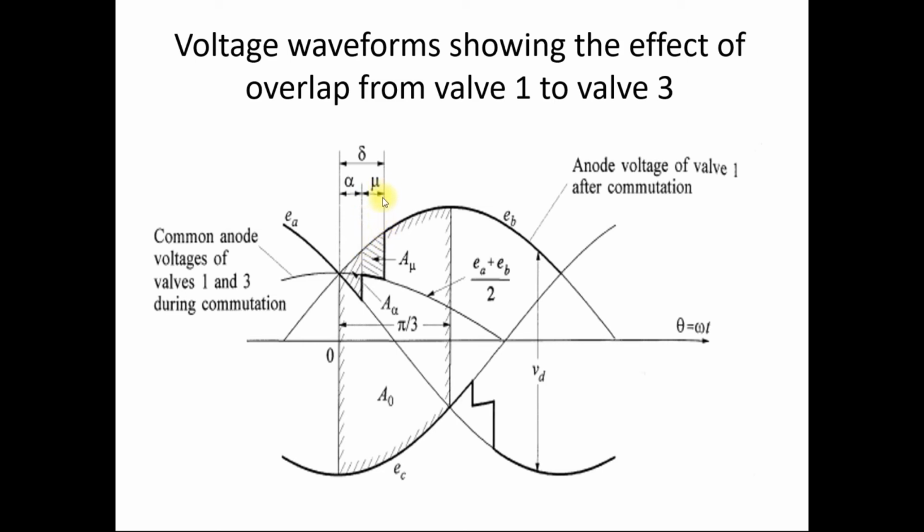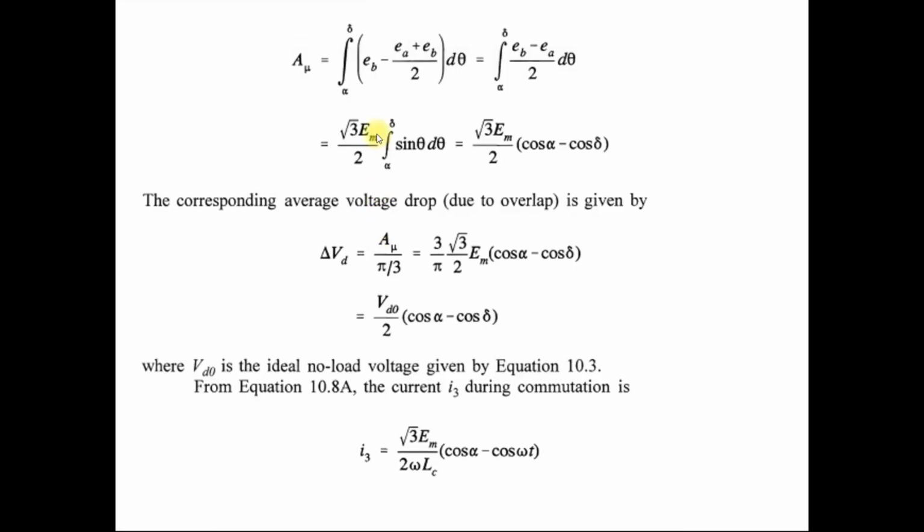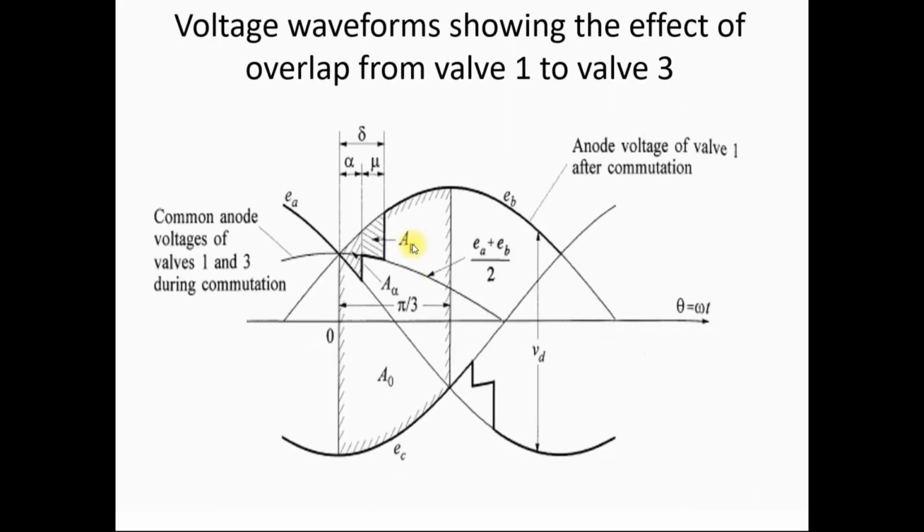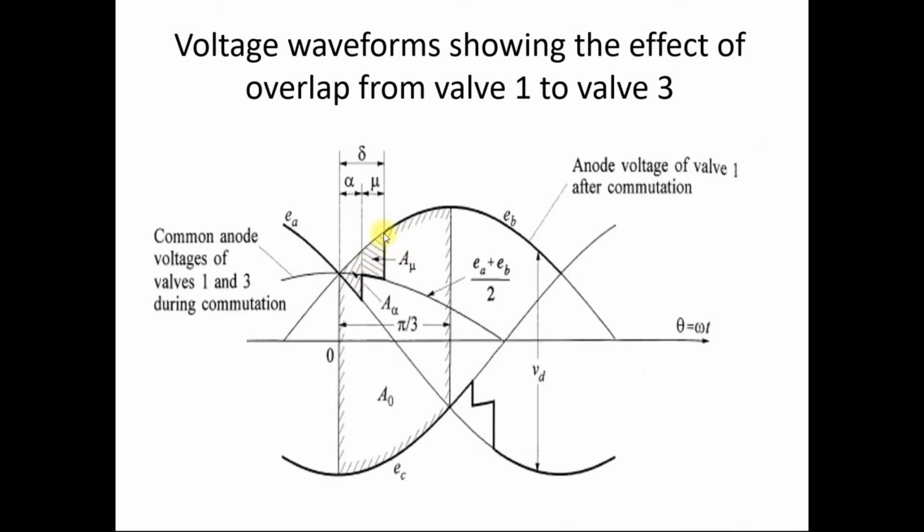The end of this area is at this point, which is alpha plus nu, or you can say delta. So we take the integration from this point to this point, from angle alpha to angle delta. Clear? The integration is of the voltage difference between this voltage and this voltage. What is the voltage at the end of the commutation? At the end of the commutation, the voltage at the output side is EB. And the voltage at the start of the commutation is EA plus EB by 2.